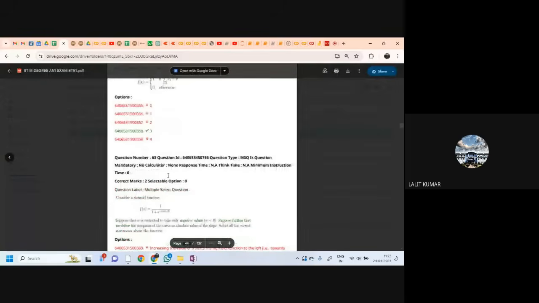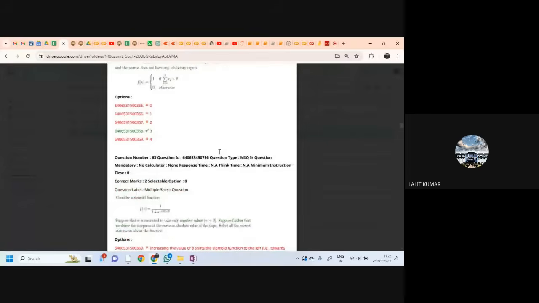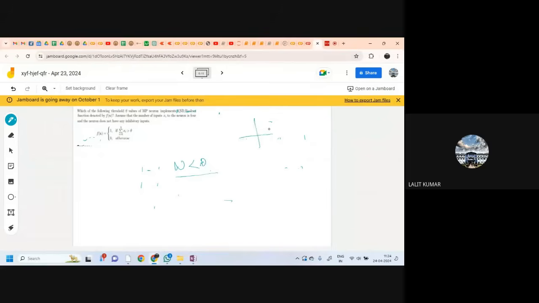So yesterday we had discussed, what happens when W is negative? If W is negative, then instead of this, we will have the opposite. Sorry, like this. And as we increase B, this will shift here if B increases.